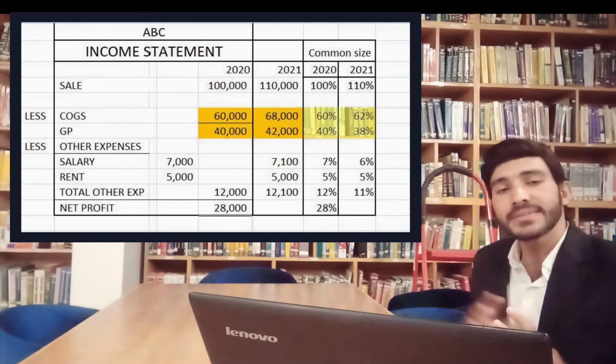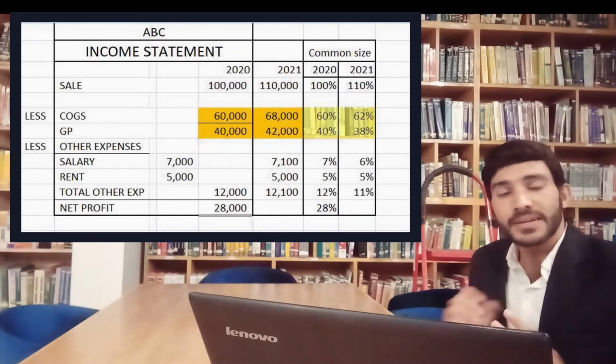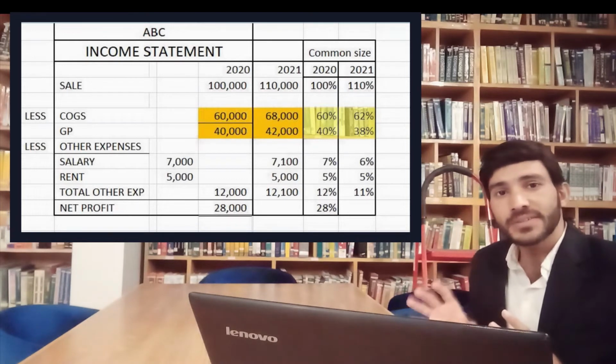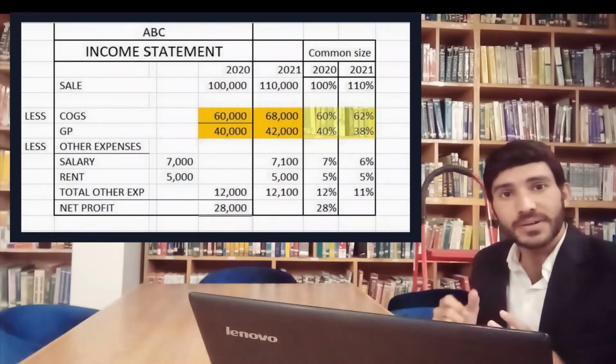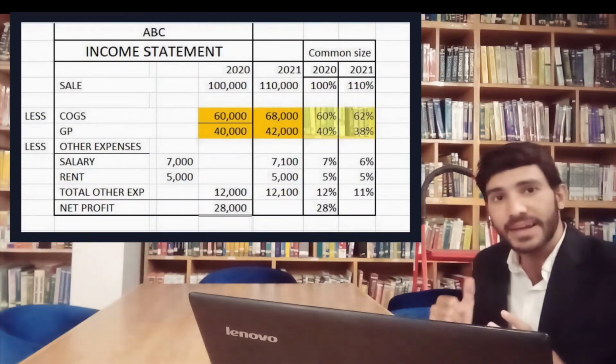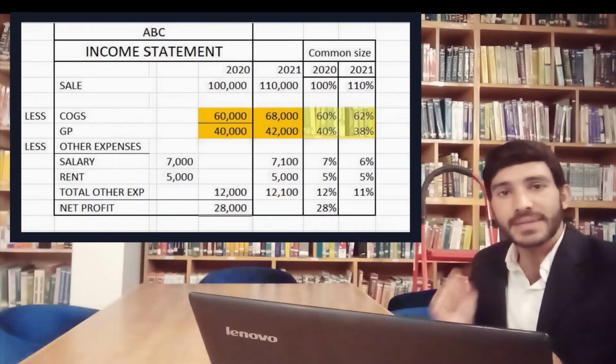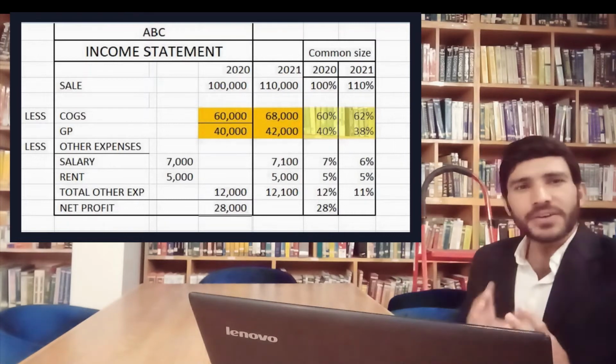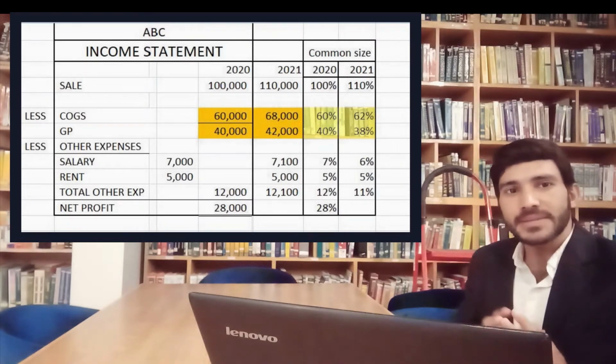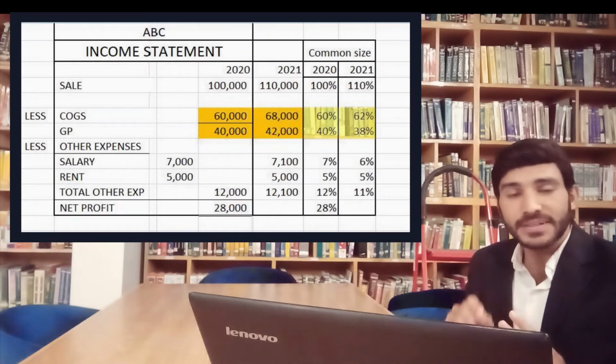If we analyze the data, it clearly shows that salaries were 7% of the total sales, but in the next year it has declined. That means our employees have worked very efficiently. If we talk about rent and other expenses, they are almost constant against the percentage of sales.